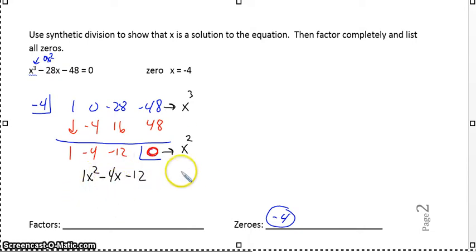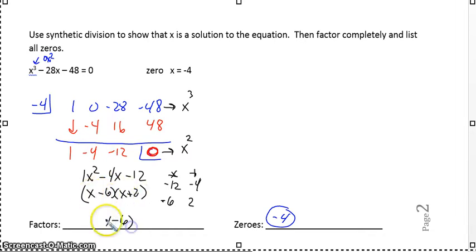The way that I factor this is I ask myself what multiplies to be negative 12 and adds to be negative 4. And so I'm thinking 6 and 2, where the 6 has to be negative. That way this breaks down to be x minus 6 and x plus 2. So I'm going to stop right there because that gives me my 2 factors, x minus 6 and x plus 2. But remember I said I should have 3 factors?